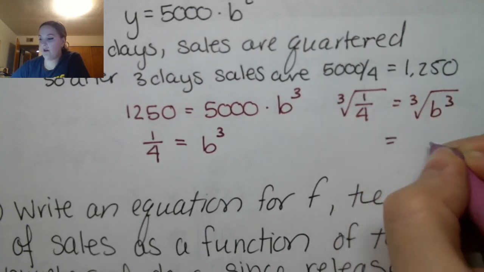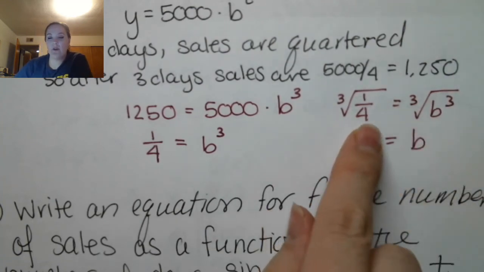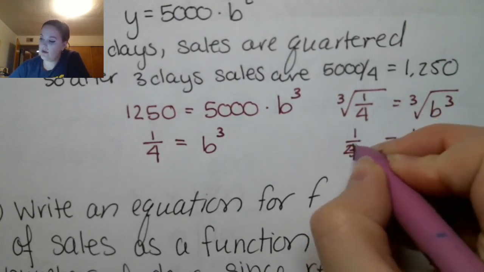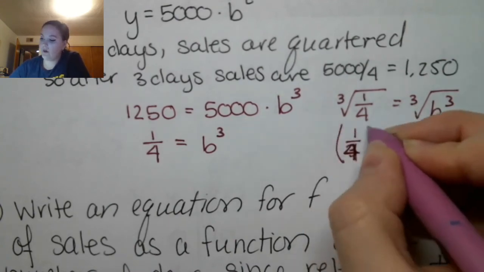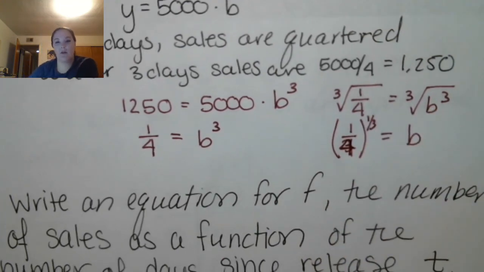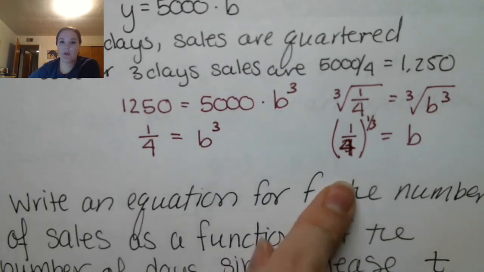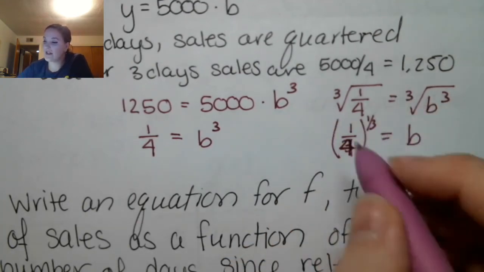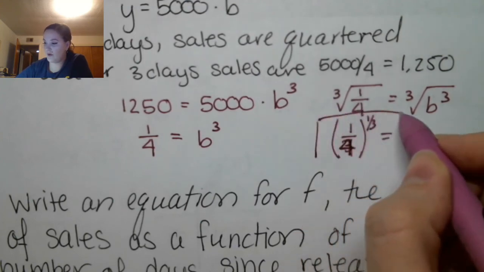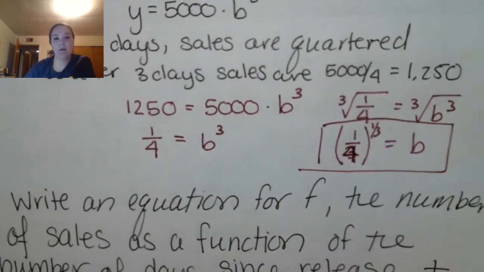Okay, now over here, this is going to be B, and over here, I'm just going to go ahead and write this in exponential form, so the 1/3 power, like this. Okay, so this would be my daily decay rate, 1/4 to the 1/3 power.